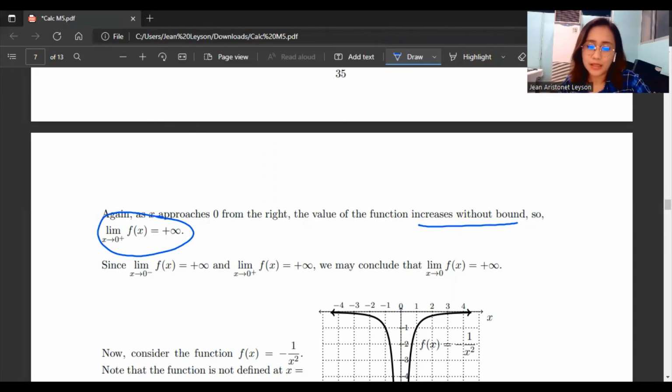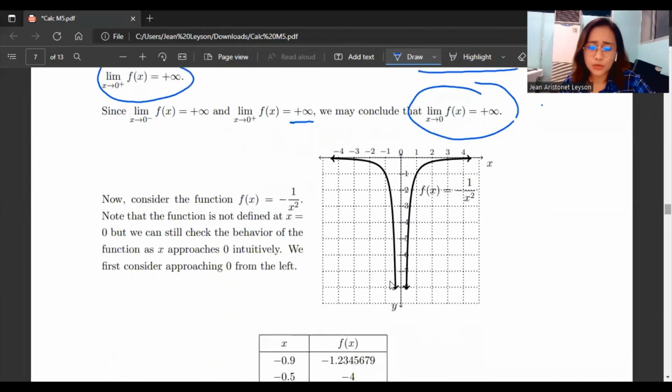So since the limit of the function as x approaches 0 from the left is equal to positive infinity, and the limit of the function as x approaches 0 from the right is also positive infinity, therefore, we can conclude that the limit of the function as x approaches 0 is equal to positive infinity. So that's using a table of values. You can use your calculators, you can substitute those values, you can try to recheck.